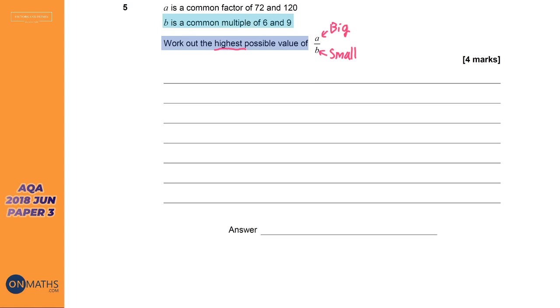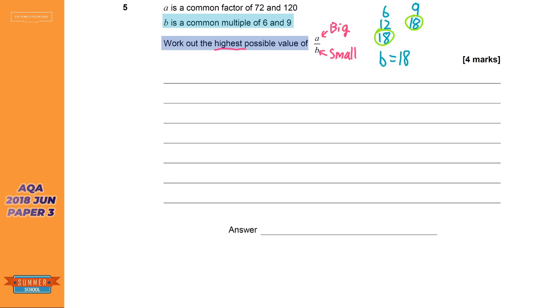So this says that B is a common multiple of 6 and 9. We know we want B to be as small as possible, so we're looking for the lowest common multiple. And this shouldn't be too difficult. I'm going to do it up here because I feel I'm going to run out of space otherwise. So times tables: 6, 12, 18; 9, 18. So the lowest common multiple is 18. So therefore, B will be 18. That's the smallest common multiple. Okay, let's go on to A.